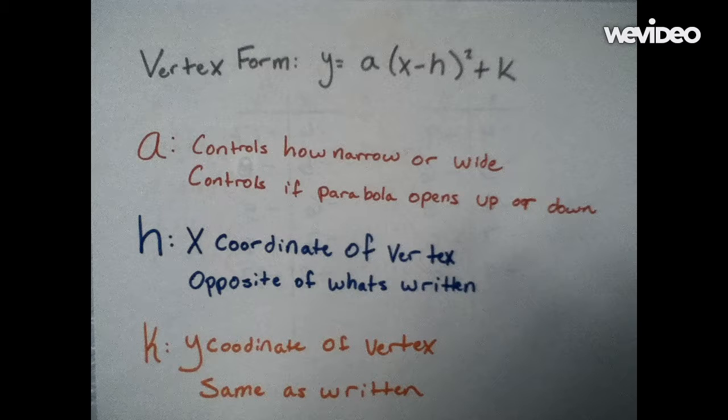To graph any parabola in vertex form, all you need to know is how to transform it from the parent function. H controls if the parabola is to the left or right of the parent function. K controls if the parabola is up or down from the parent function. And A controls how narrow or wide the parabola is compared to the parent.